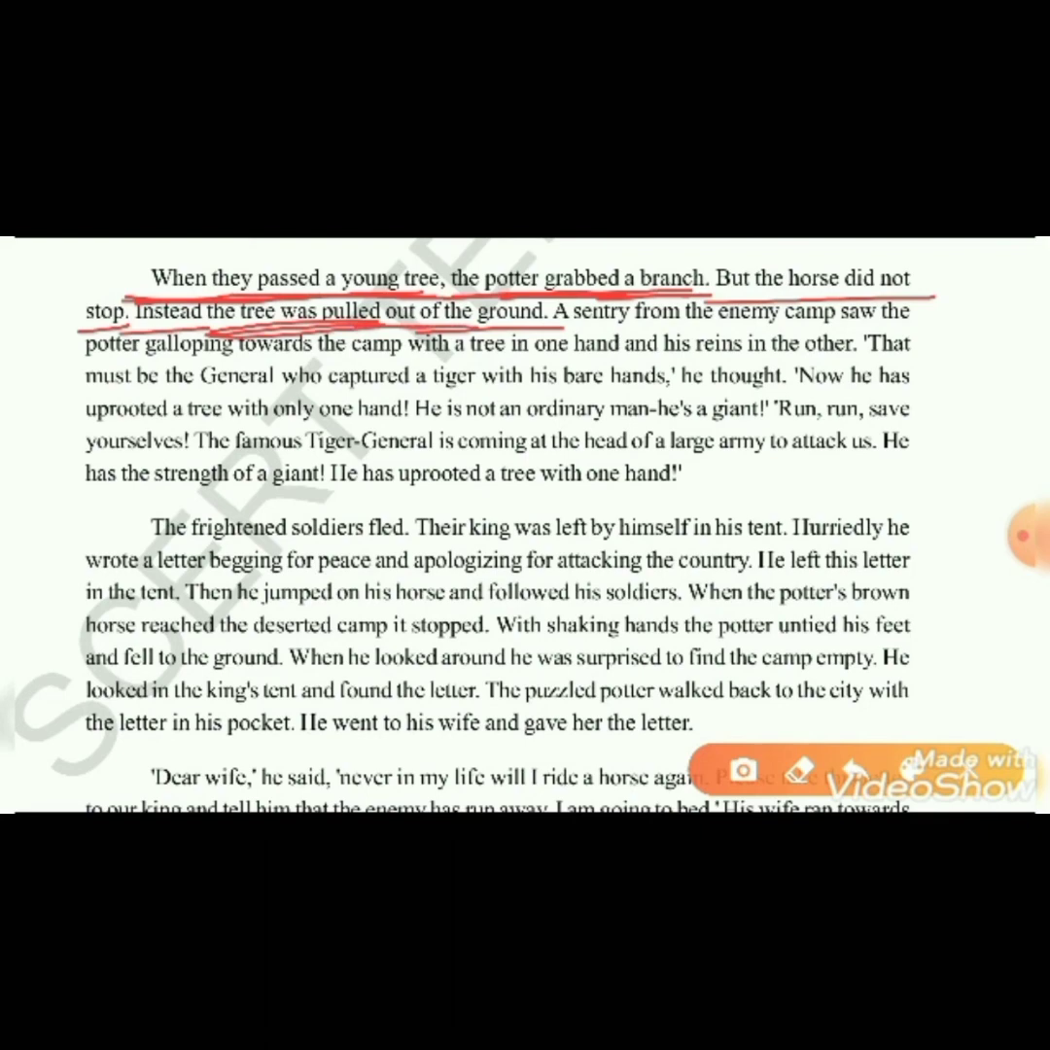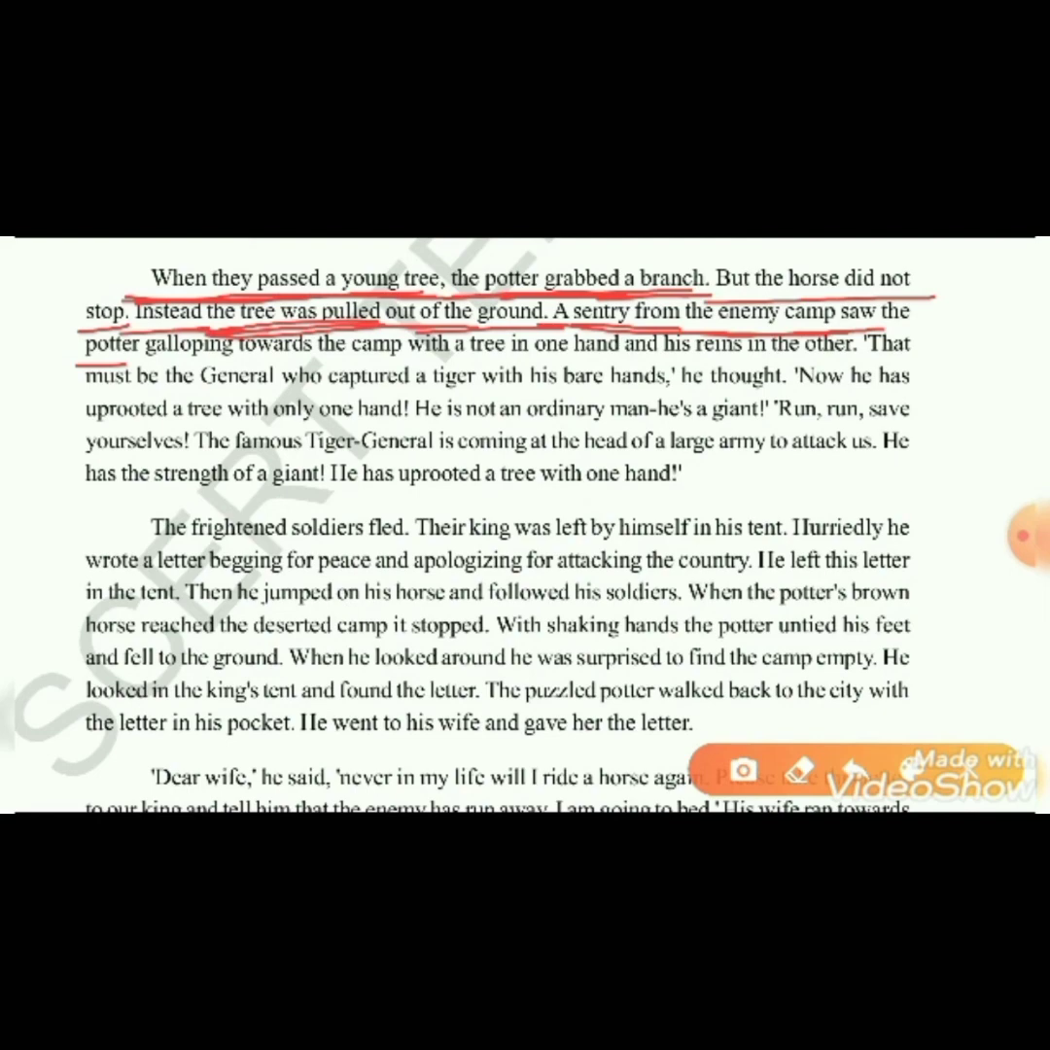A sentry from the enemy camp saw the porter galloping towards the camp with a tree in one hand and his reins in the other. The horse control ropes were in one hand and the young healthy tree was in the other, and he was galloping like a Bahubali towards the enemy camp, and there was a sentry. A sentry means a guard, a soldier who watches. He saw him galloping towards the camp with a tree in one hand and his reins in the other.